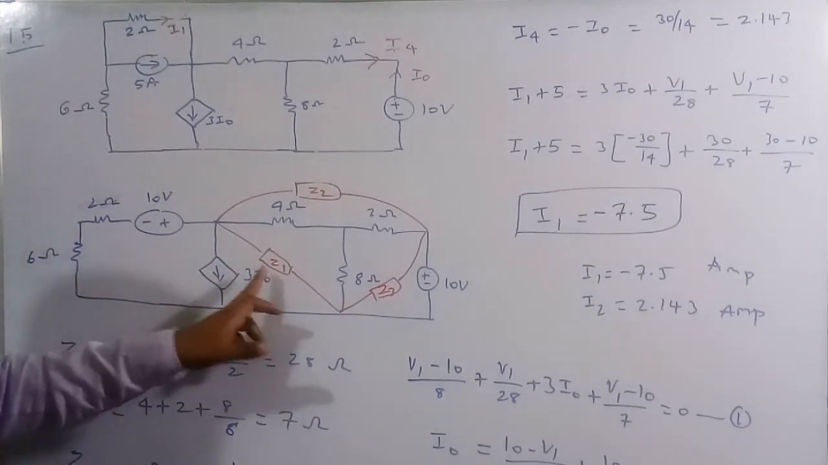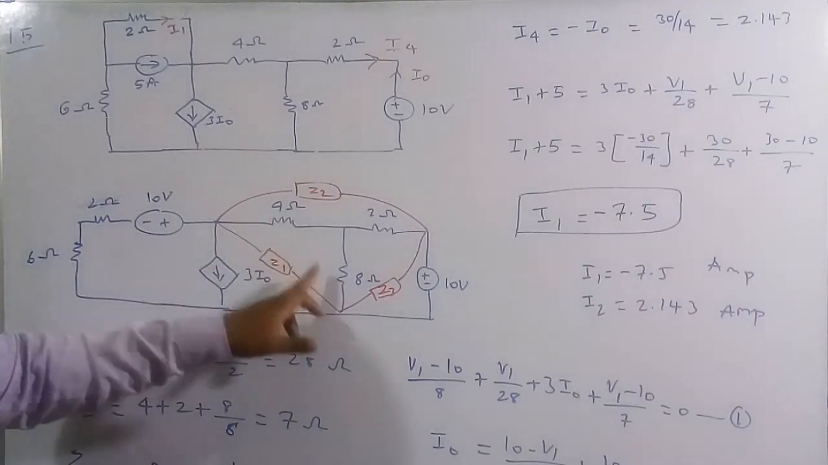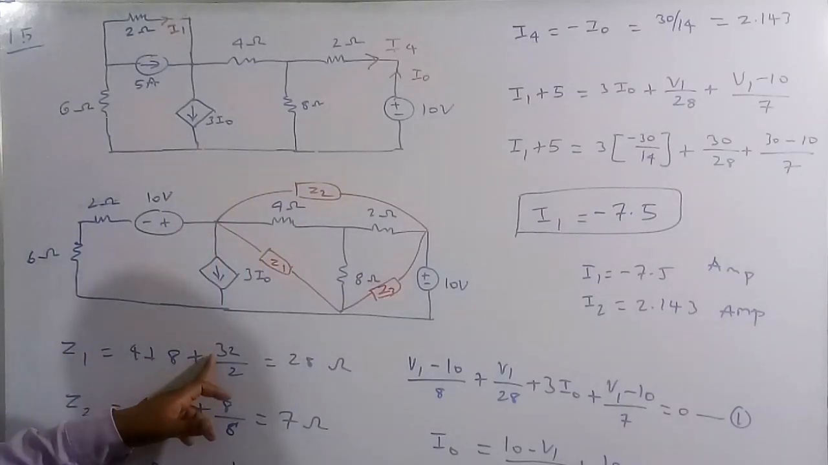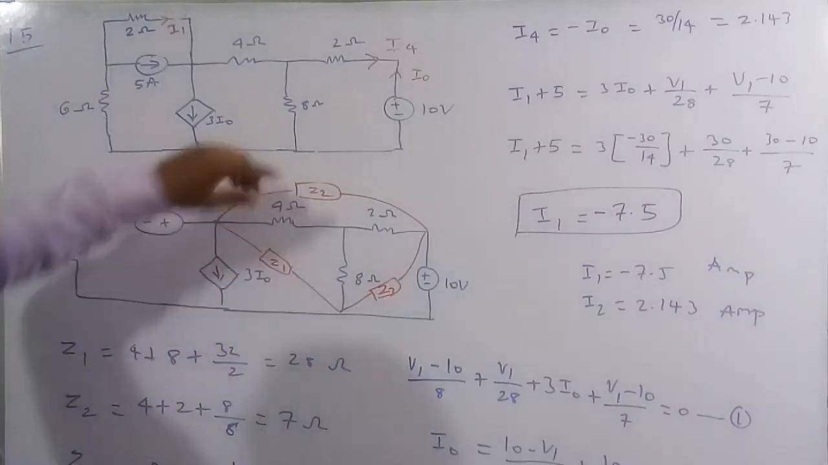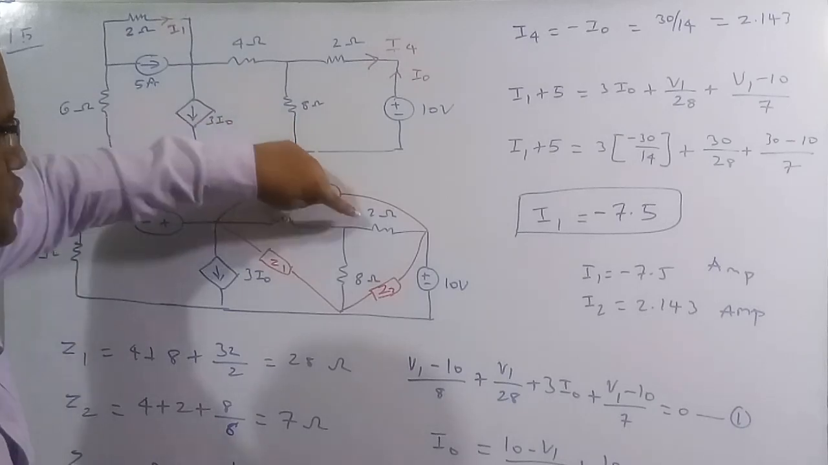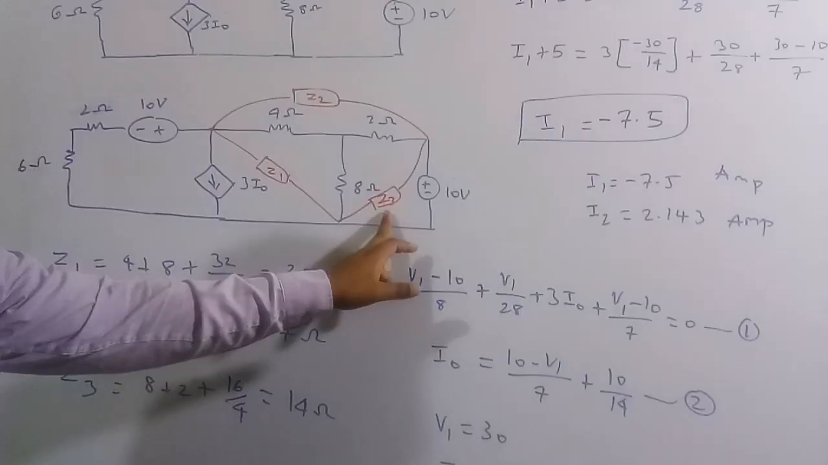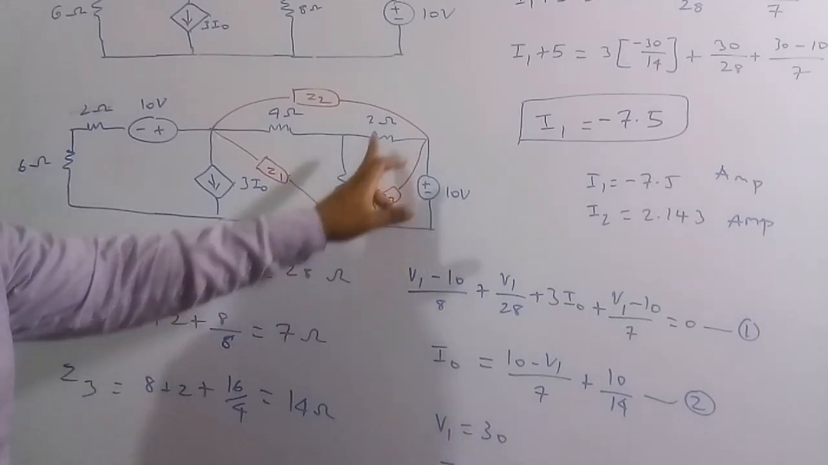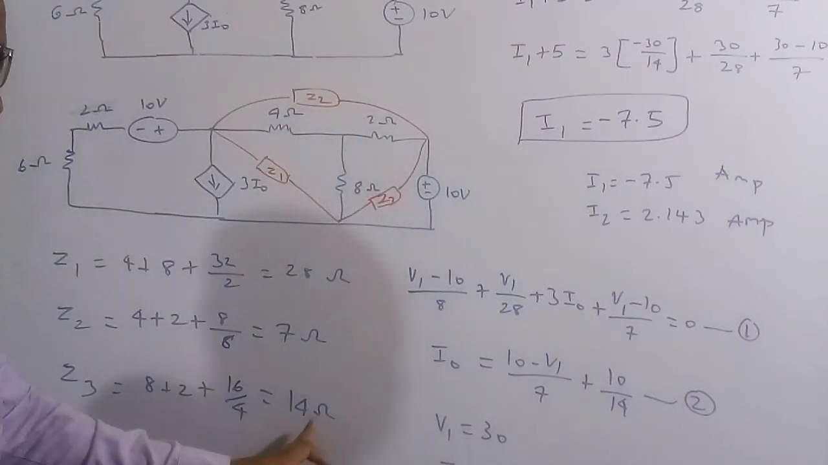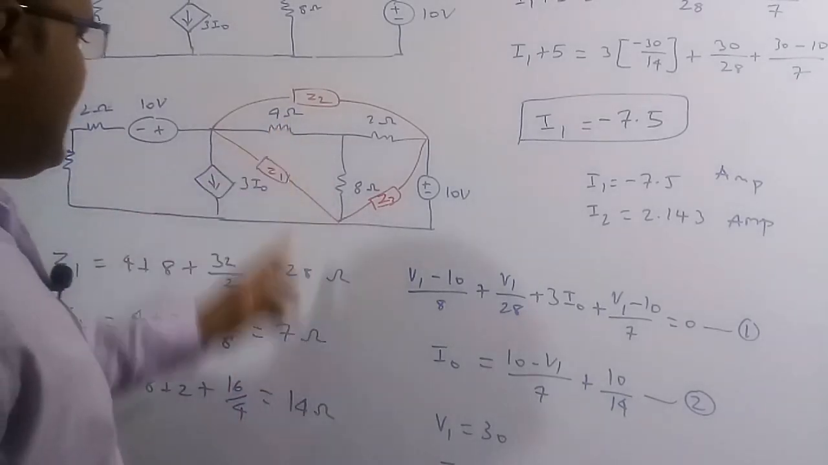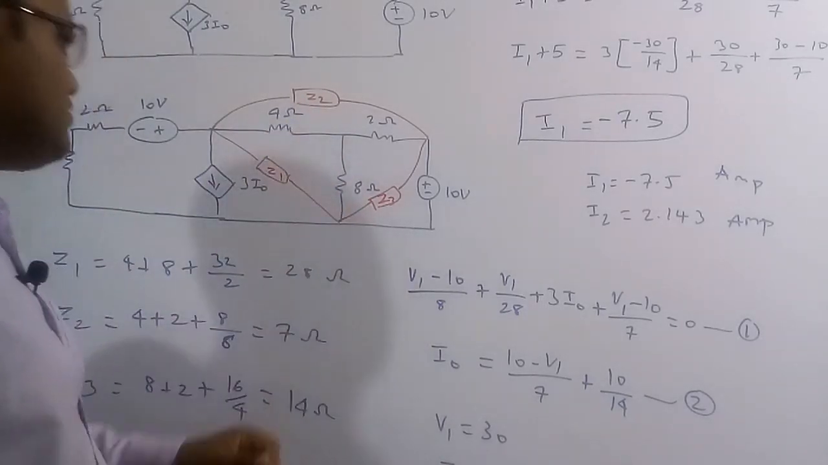Here the value of Z1 is equal to 4 plus 8 plus 4 into 8 by 2. So 4 plus 8 plus 32 by 2, which is 28 ohm. Now Z2 is equal to 4 plus 2 plus 4 into 2 by 8, so we get 7 ohm. And Z3 is equal to 8 plus 2 plus 8 into 2 by 4, so we get 14 ohm. Therefore Z1 is 28 ohm, Z2 is 7 ohm and Z3 is 14 ohm.